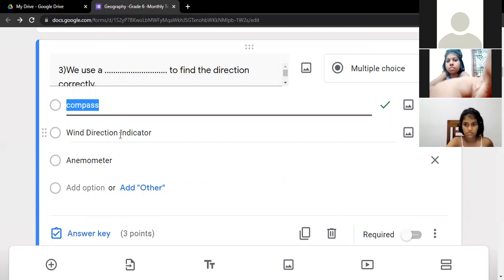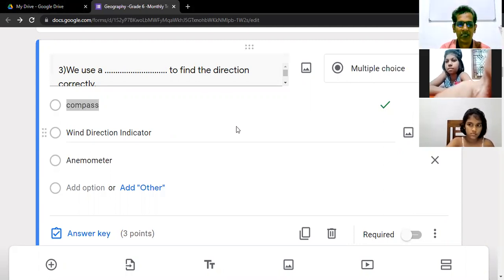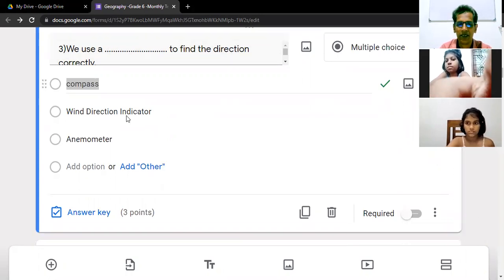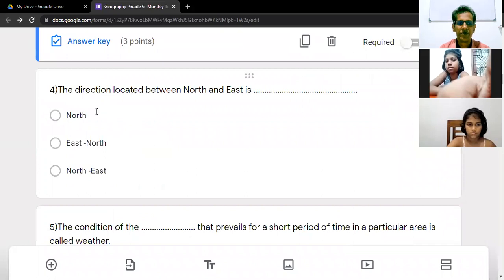We use wind direction indicator to find the direction of the wind. We use a compass to find direction, and a wind direction indicator for wind direction. Right.